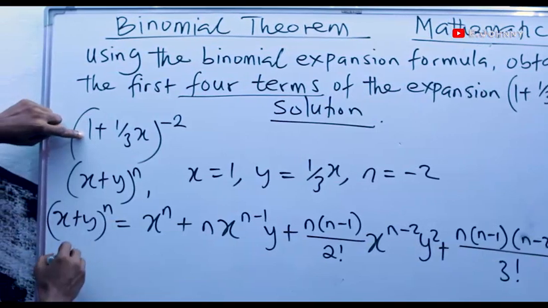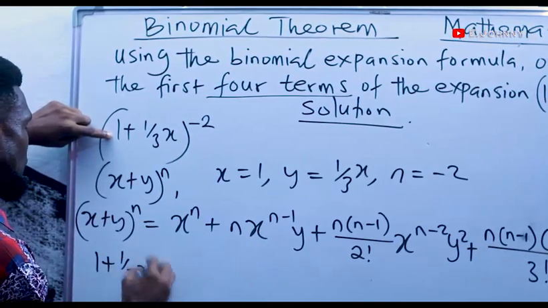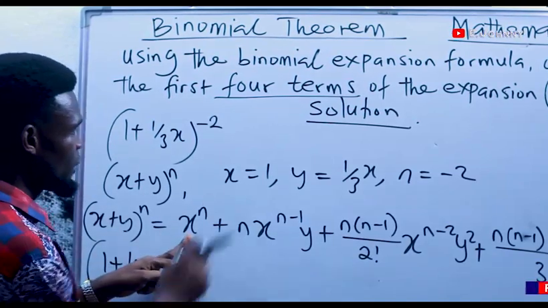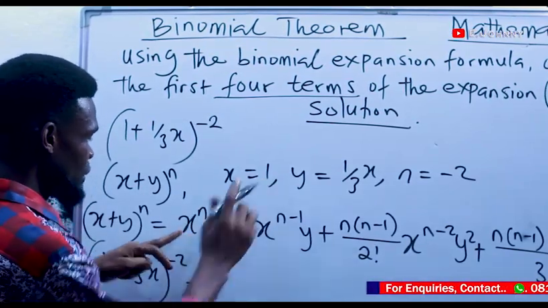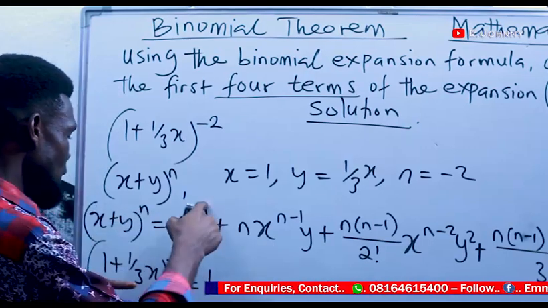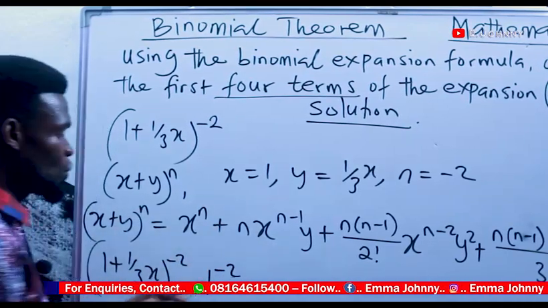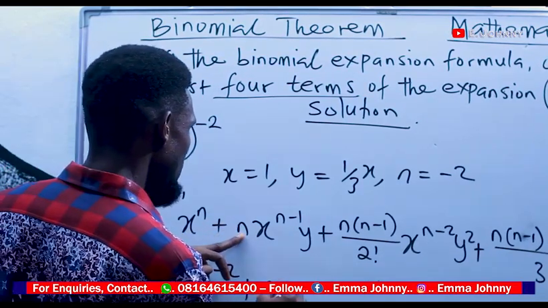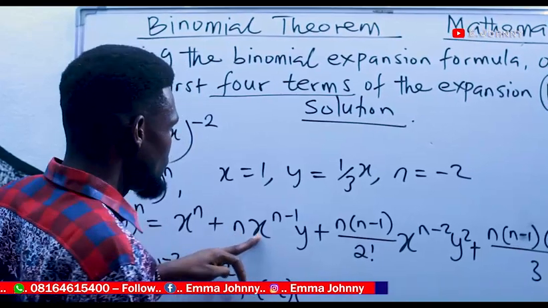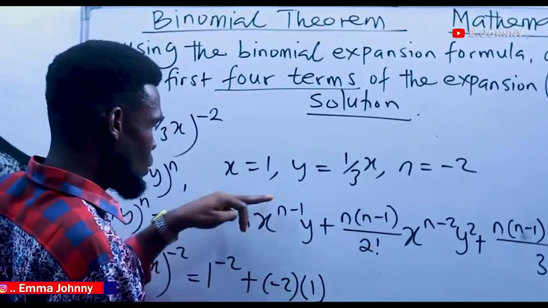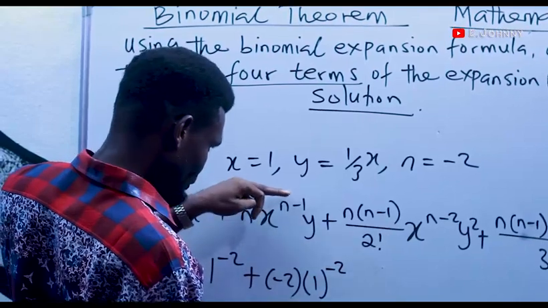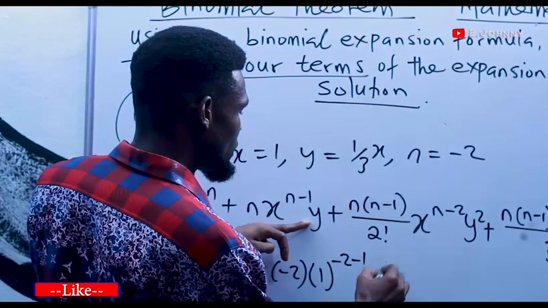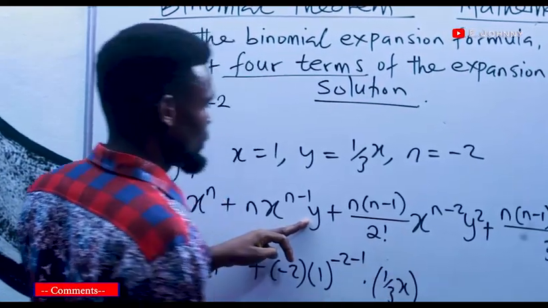Okay, now we substitute. So remember, you are dealing with 1 plus 1 over 3x raised to power minus 2. That will be equal to, anywhere you see x, you put 1. So here will be 1 raised to power minus 2, plus n is minus 2 times x, which is 1, raised to power n minus 1, which is minus 2 minus 1, times y, which is 1 over 3x.